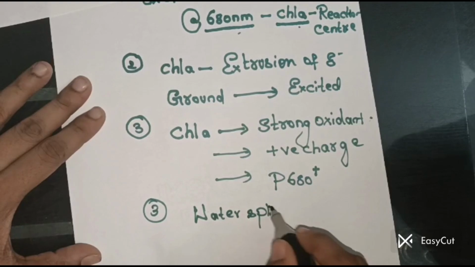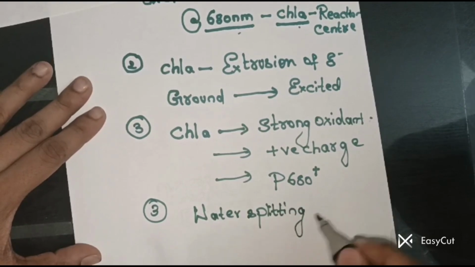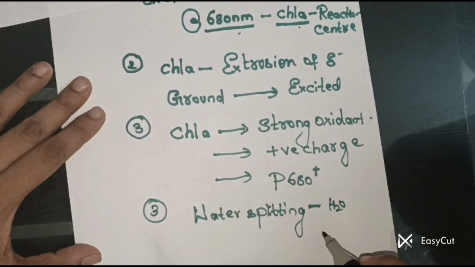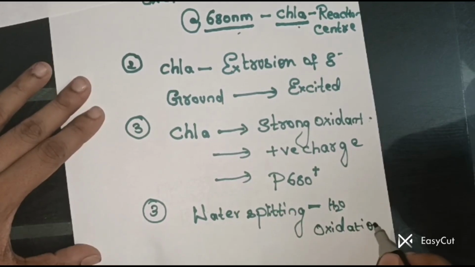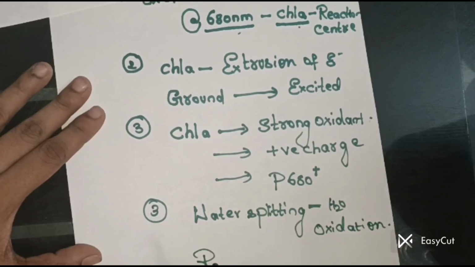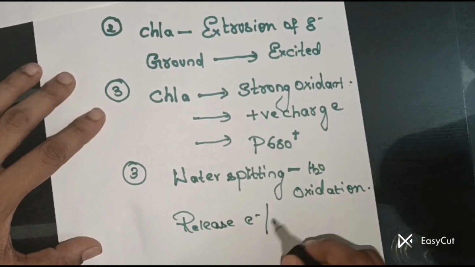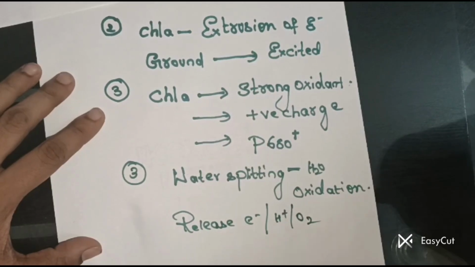Yes, the third step is water splitting, right? So let us call it water undergoing oxidation. Water is undergoing what? Oxidation. And on oxidation, the water has to release electrons, protons and oxygen.